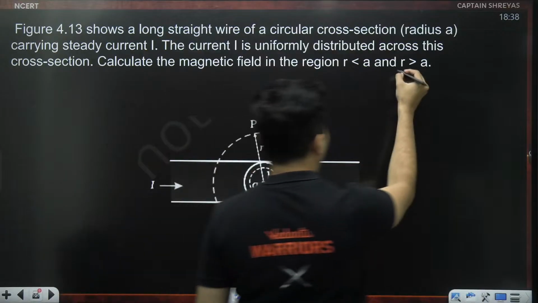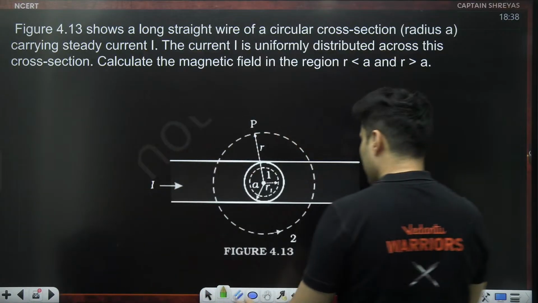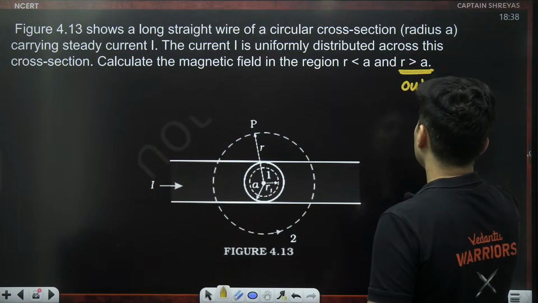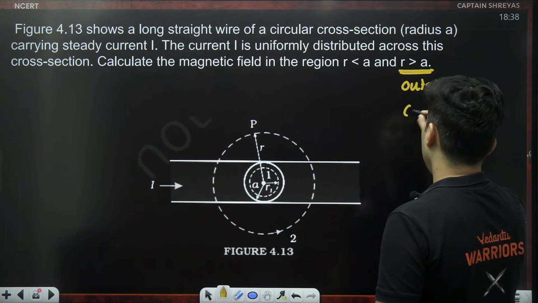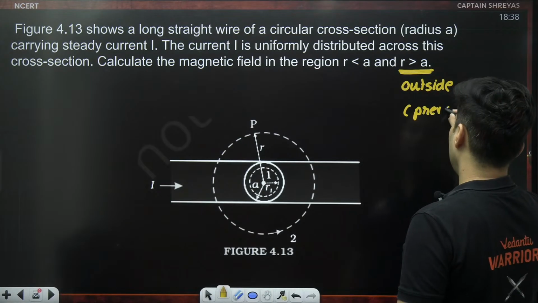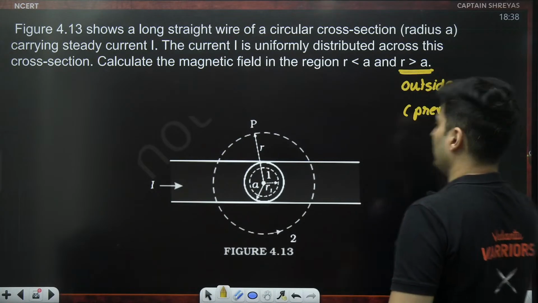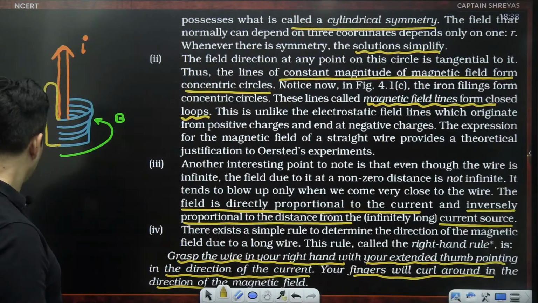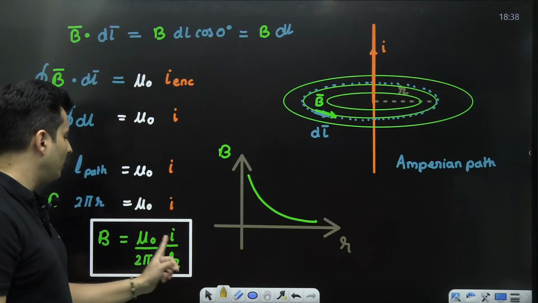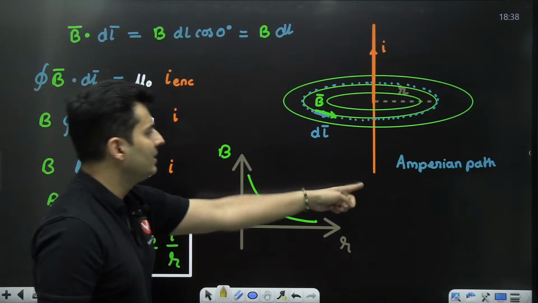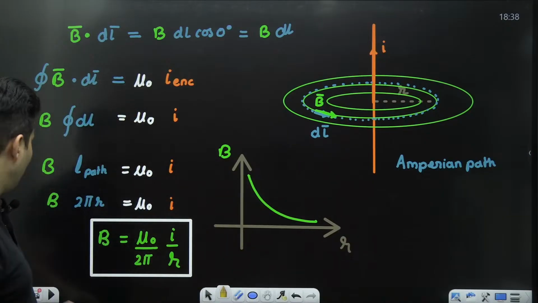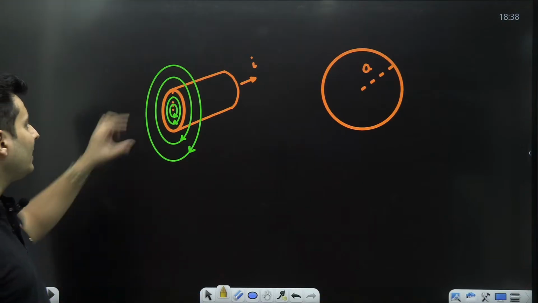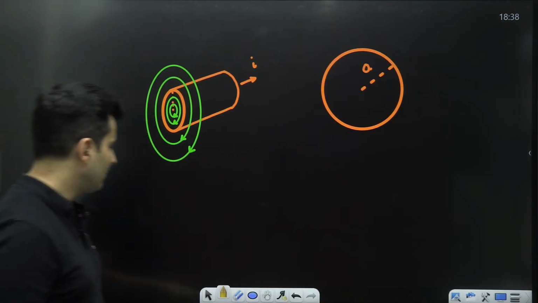R more than A is already taken care of. This is when you are outside. Check the previous slide. Definitely this was done, right over here. This is the formula: mu naught I by 2 pi r, where r is the distance from the central axis. Now the question is, what will it be inside? That is our primary concern.